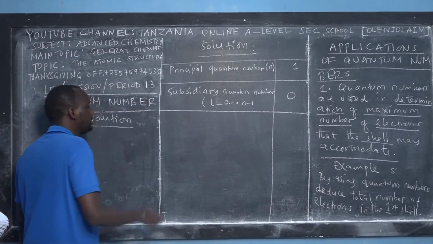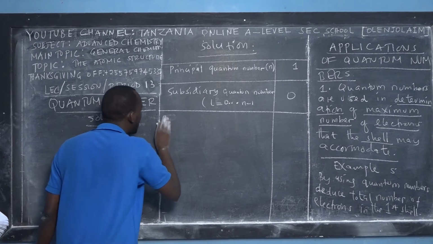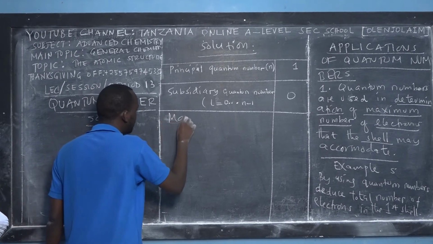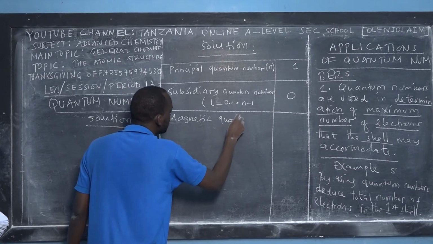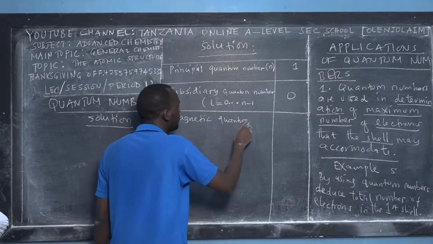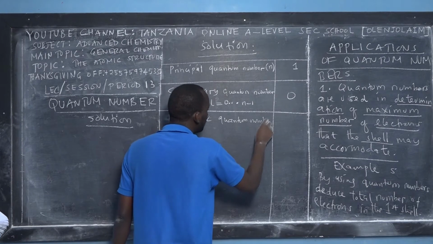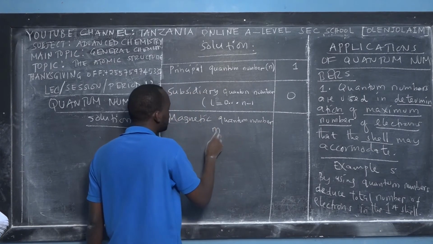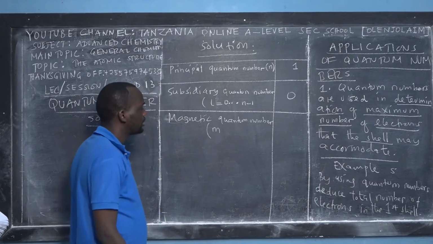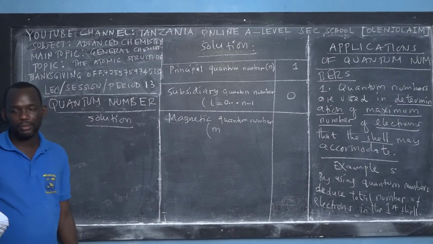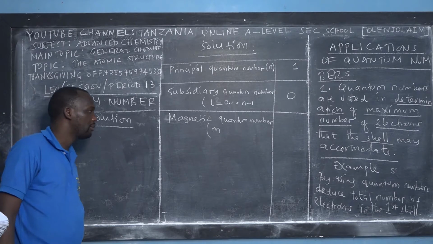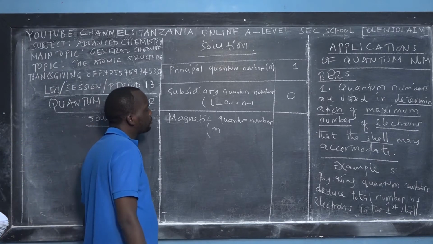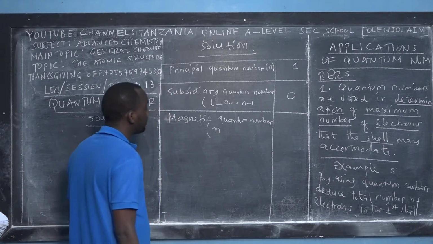So we get the third quantum number, which we call the magnetic quantum number. The symbol for the magnetic quantum number is m. To know its value, we have two formulas, because it depends on what we are representing. We have m is equal to 2L plus 1. So for this case, it will be equal to 1.